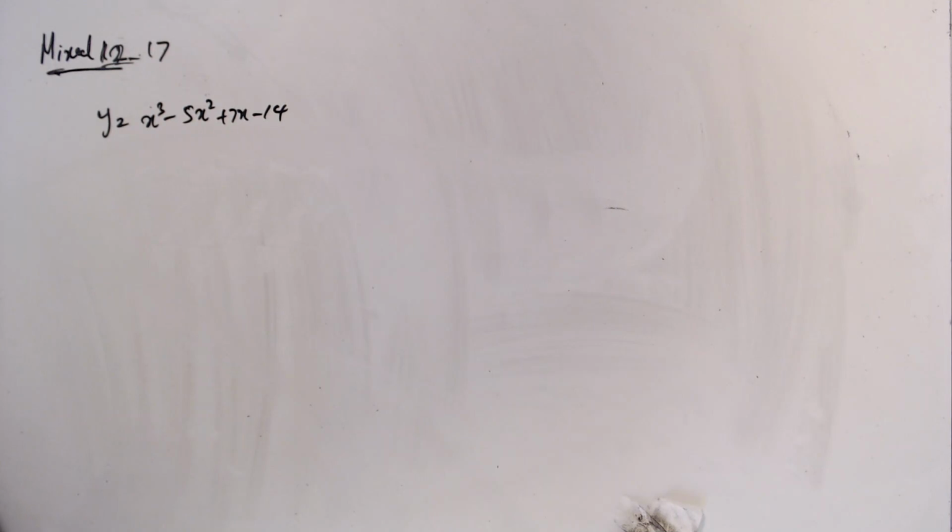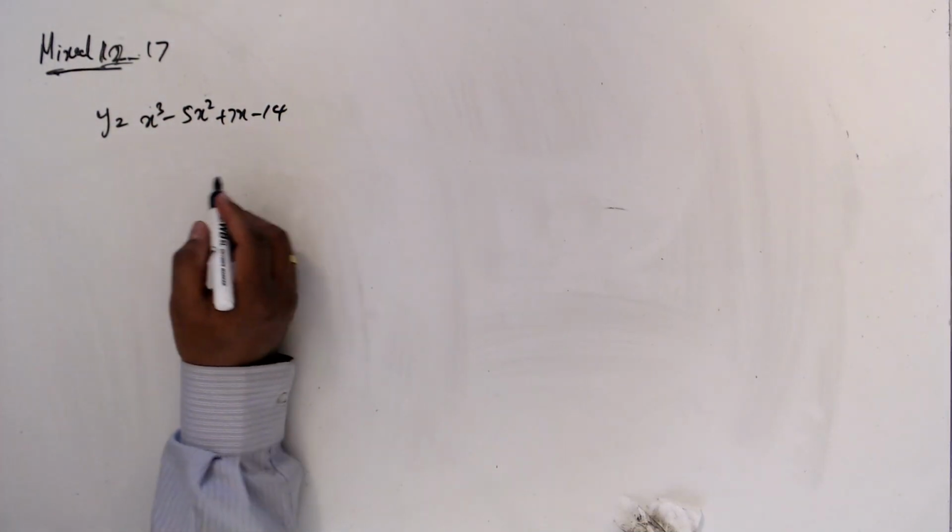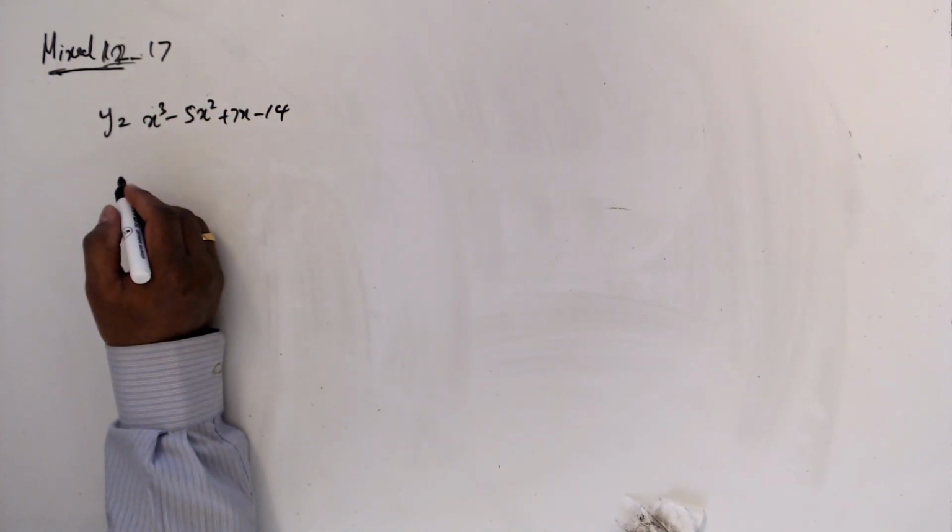Question number 17, determine by calculation the stationary points. So we want to find the coordinates of the stationary points. So what are the steps? We want to find dy by dx, then make it equal to 0, then we want to get the x values, then substitute and get back the y values. Now we'll start.